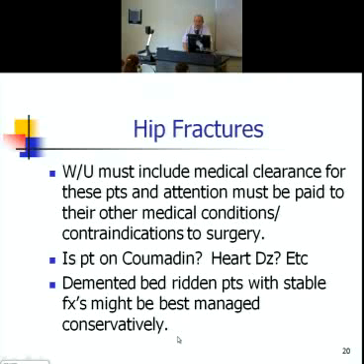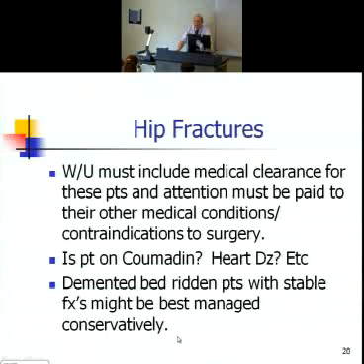But do they have heart disease? If a patient has a history of 3 MIs, you don't want them to have their 4th one on the table. Sometimes demented, bedridden patients who have stable fractures are best managed without surgery. If they're bedridden, they're not going to get up, they're not going to be weight bearing. They're probably already quite debilitated. They're probably not in the best of medical shape. They may be in the last months of their lives.